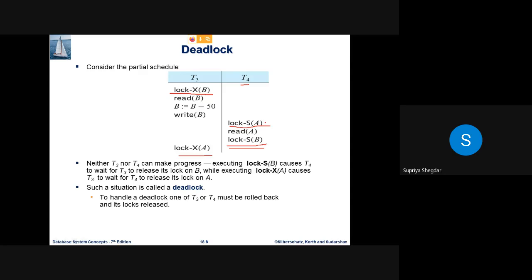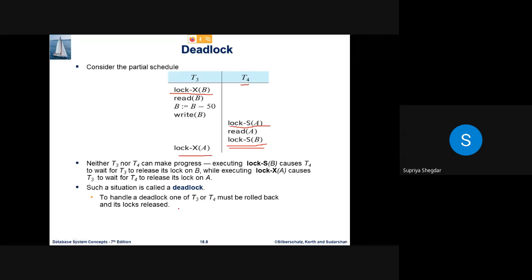Means what? Both the transactions are waiting for each other for releasing the lock. So this situation is nothing but the deadlock. Understood? We are having the deadlock in our next point also, but here the small concept of the deadlock is given. Both the transactions are waiting for each other to release the lock, so that is nothing but the deadlock in the system.